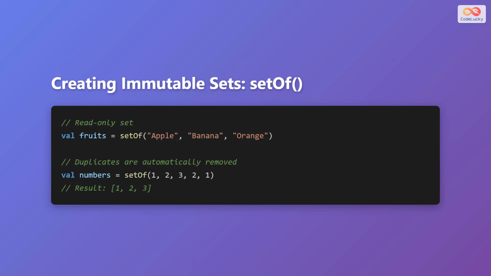To create a read-only set in Kotlin, use the setOf function. For example, you can create a set of fruits containing apple, banana, and orange. Once created, you cannot modify this set. If you try to create a set with duplicate values, like the numbers 1, 2, 3, 2, 1, Kotlin automatically removes the duplicates, giving you a set with just 1, 2, and 3.